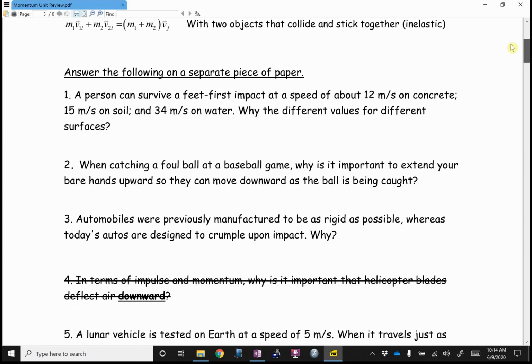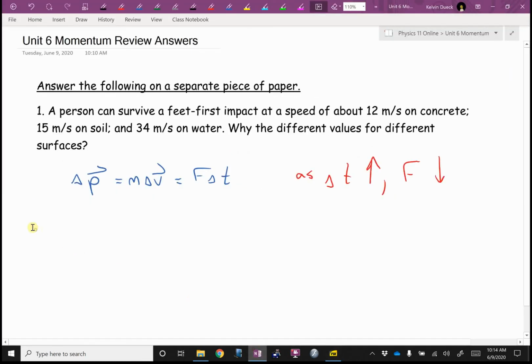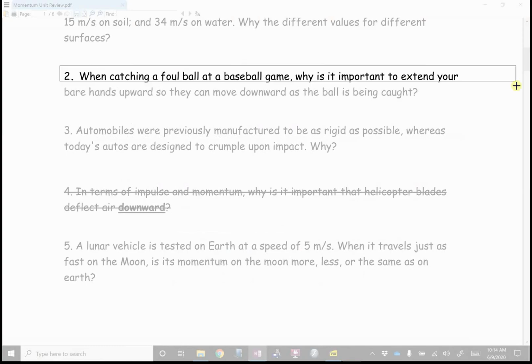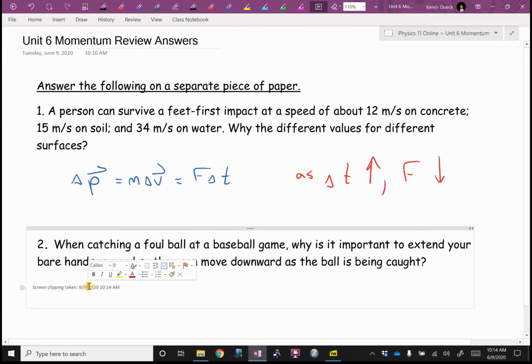Number 2. When catching a foul ball at a baseball game, why is it important to extend your bare hands upwards so that they can move downwards as the ball is being caught? Why is it important to cushion the ball?